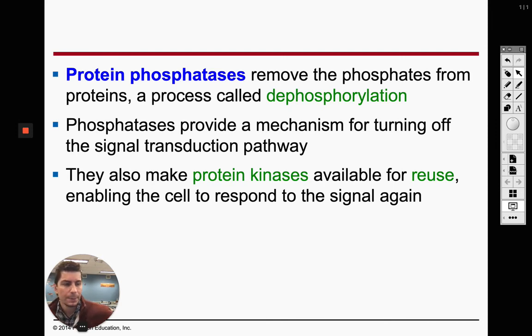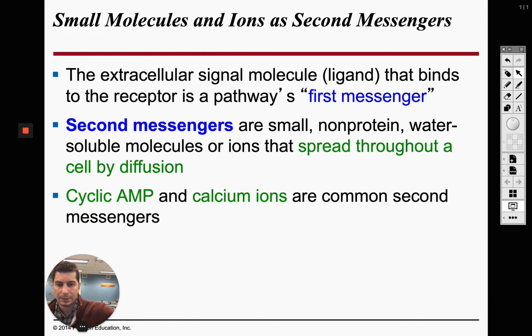So both of these are able to be reused many times. They're both enzymes. Anything that ends in ASE is an enzyme.